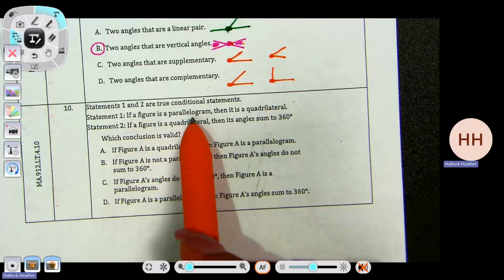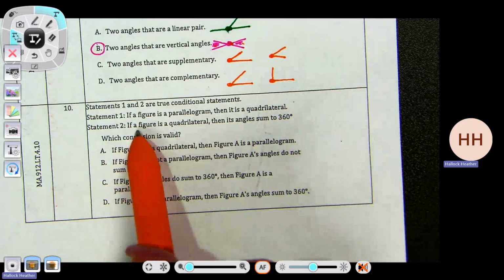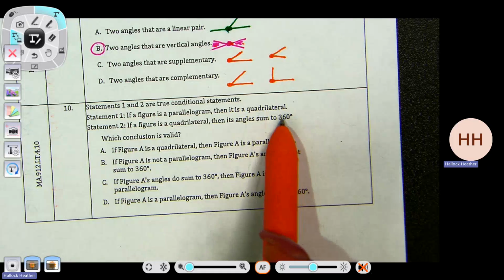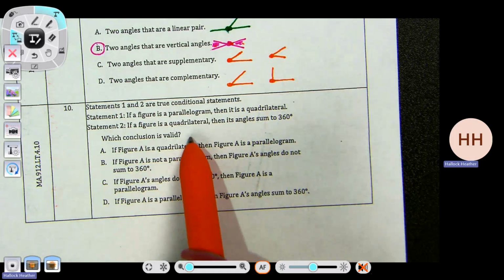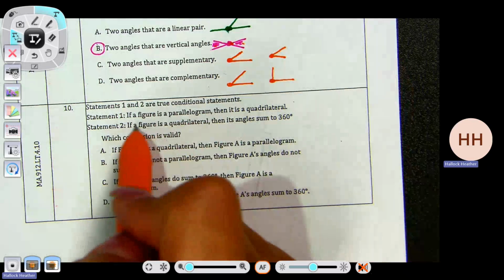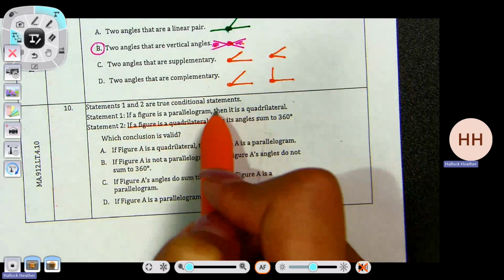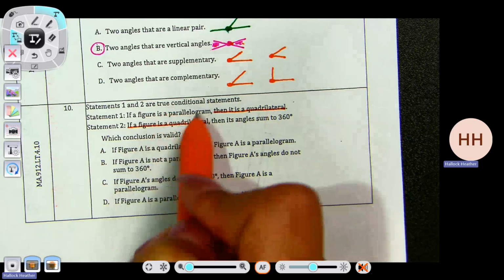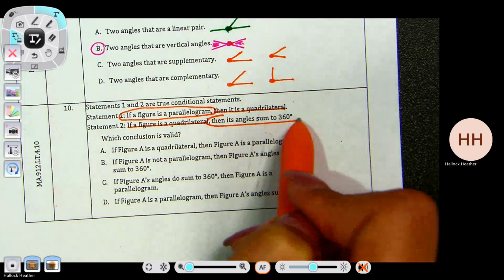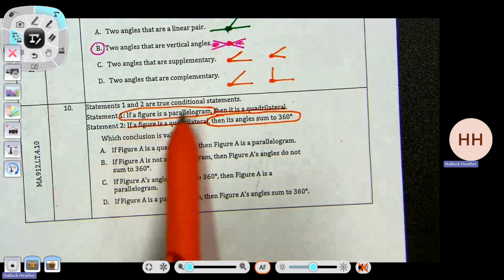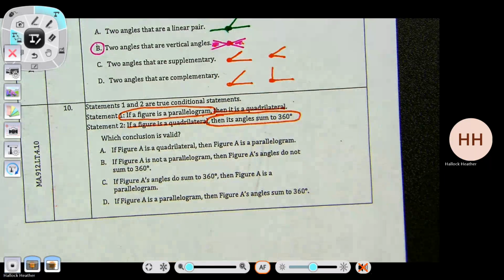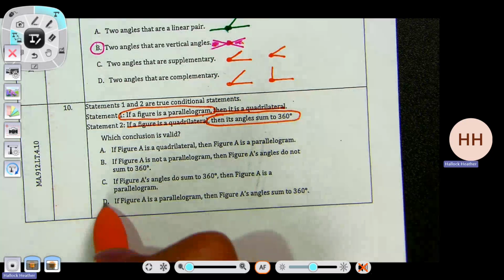10 says if statements one and two are true conditional statements. If figure A is a parallelogram, then it's a quadrilateral. If figure A is a quadrilateral, then the sum is 360. What conclusion is valid? So this is where you look at what they have in common. They have in common the quadrilateral part, so I can remove that and I can set these two pieces equal to each other. So if a figure is a parallelogram, then its angles sum to 360, which would be D.